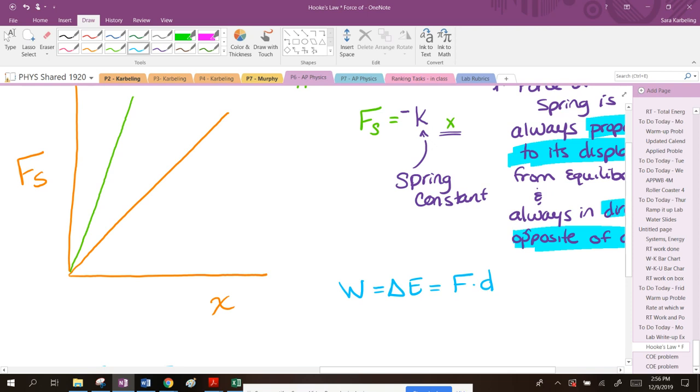Well, look at the force. Does the force stay constant? If the force was constant, the graph would look like this. Is the force constant? No, it's not. You have a changing force over a distance. We have to figure out how to find the work.